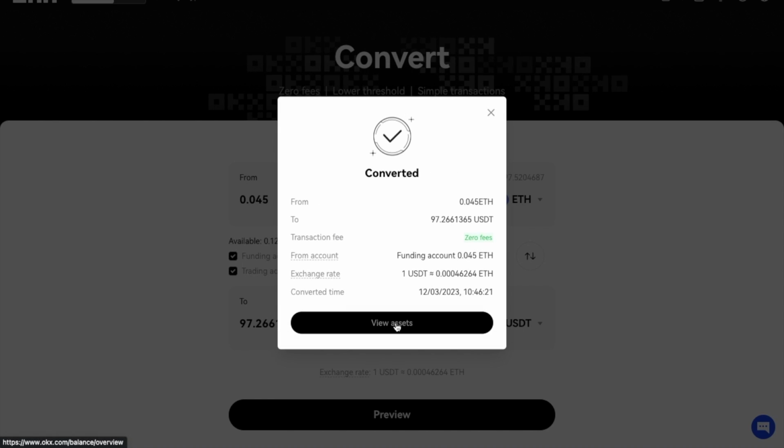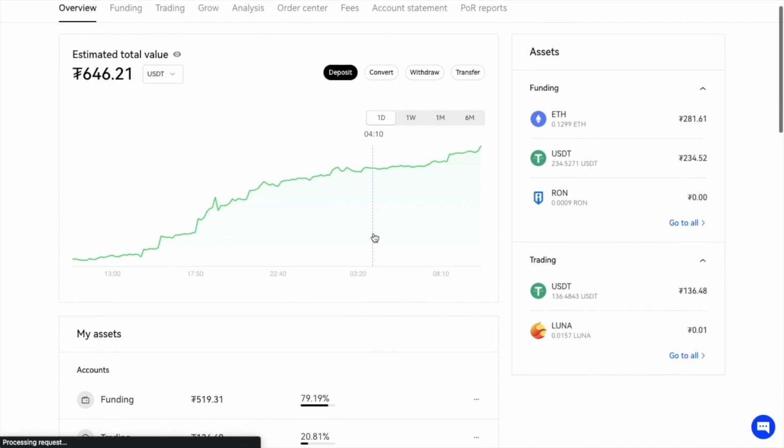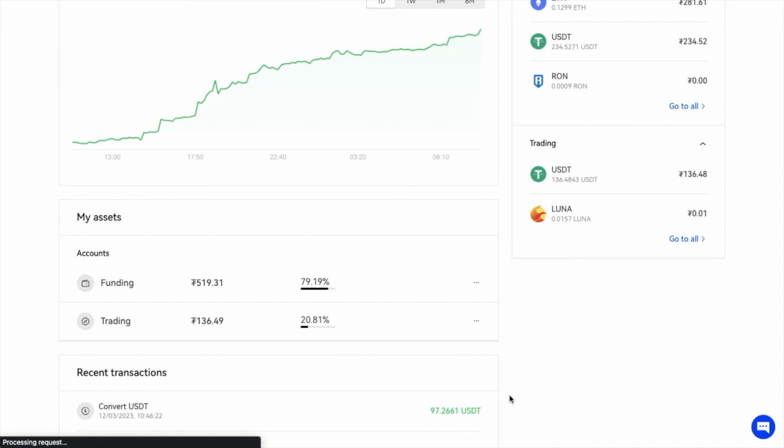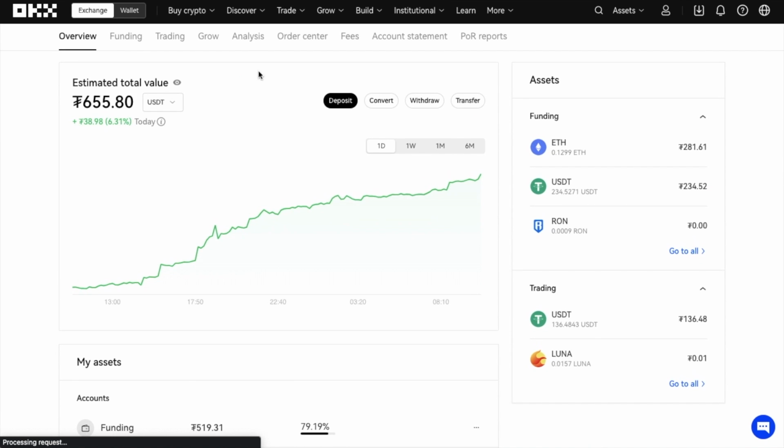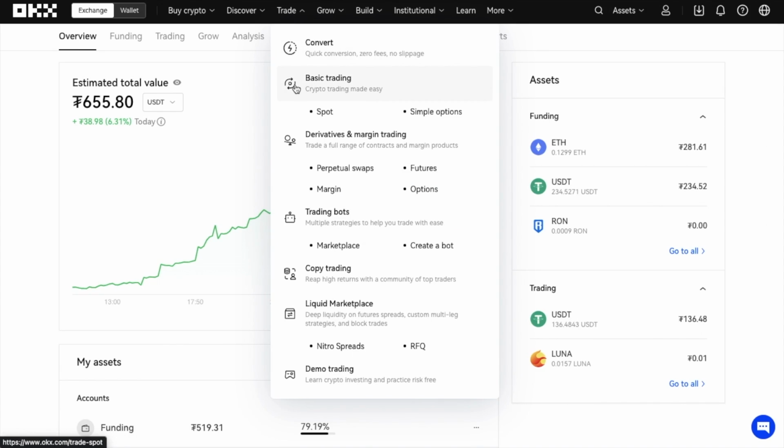And your newly converted assets will then be immediately available from your assets page, where you can also check out some recent transactions at the bottom of the screen. What I'd like to do next is take a look at some basic trading. So let's choose Trade, and then Basic Trading.